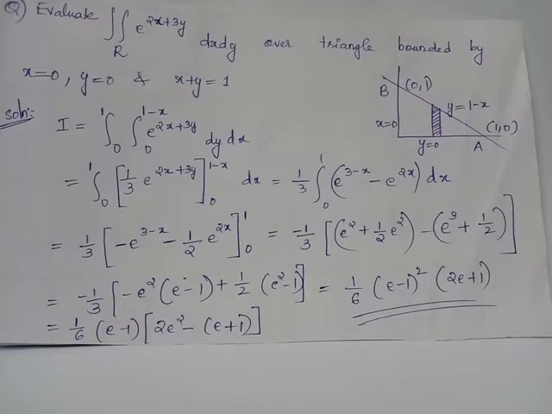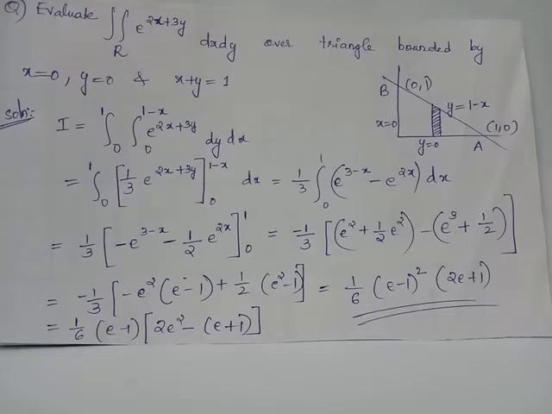That is, the range of variation of the vertical strip is from y equals 0 to y equals 1 minus x. First of all, we will carry out integration along this vertical strip, that is, the integral from 0 to 1 minus x of e raised to 2x plus 3y dy. After that, this vertical strip has to be moved from x equals 0 to x equals 1 in order to trace the entire triangular region. Therefore, the limits of x will be from 0 to 1.